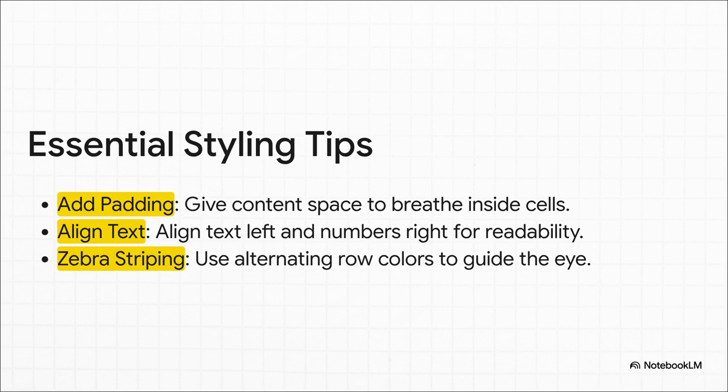And here are a few more quick tips to instantly level up your tables. First, add some padding to your cells. Give that content some room to breathe. Second, align your text properly. Best practice is usually text to the left, numbers to the right. And finally, and this is a big one, use what's called zebra striping. You just give every other row a slightly different background color. It makes it so much easier for our eyes to follow a single row of data all the way across the screen.